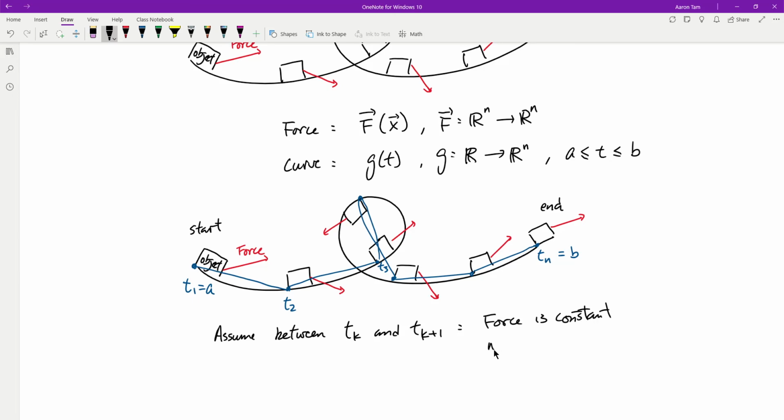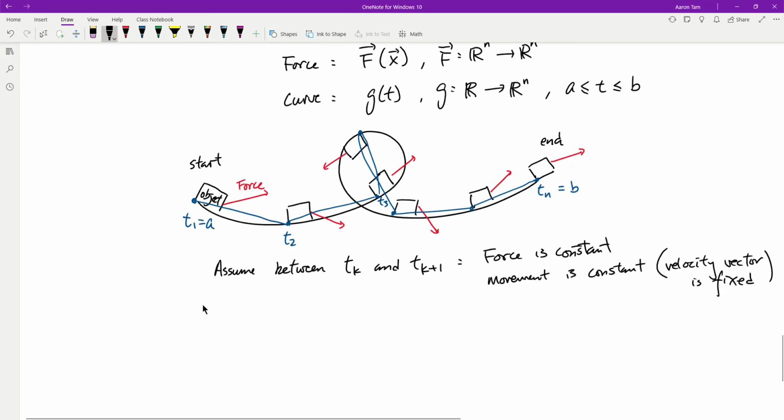And let's say that the movement is constant also, which in this case involves basically the velocity vector is fixed. So that we have a constant speed and a constant direction. It moves in a straight line. So if I assume those 2 things are true, we can actually try to estimate the amount of work being done by the following. We're going to assume that the constant force is given by this. That gives us the constant force. It doesn't have to go in the direction of movement, but at least we know that the force is constant.